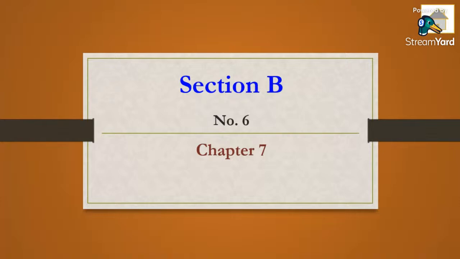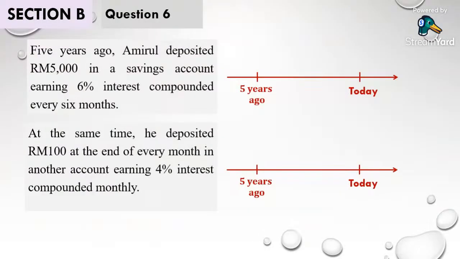Okay, now let's see question number 6. Okay. We quickly read through the sentence, then we slowly interpret the informations. So 5 years ago, Amiro deposited 5,000 in a saving account, earning 6% interest compounded every 6 months. And then at the same time, he deposited 100 at the end of every month in another account, earning 4% interest compounded monthly.